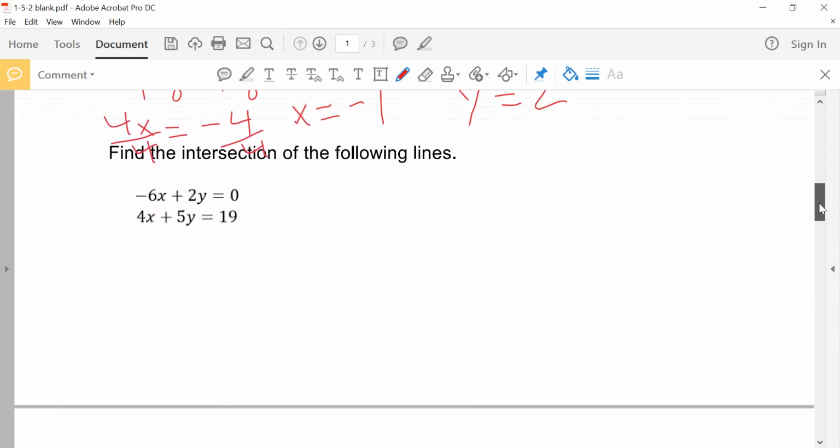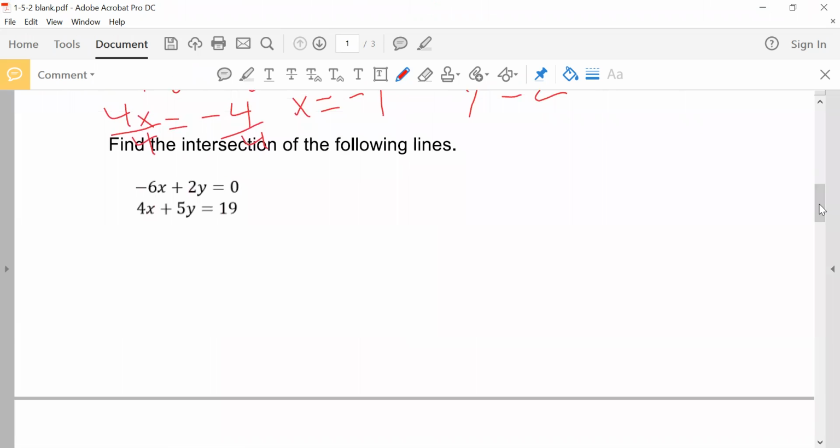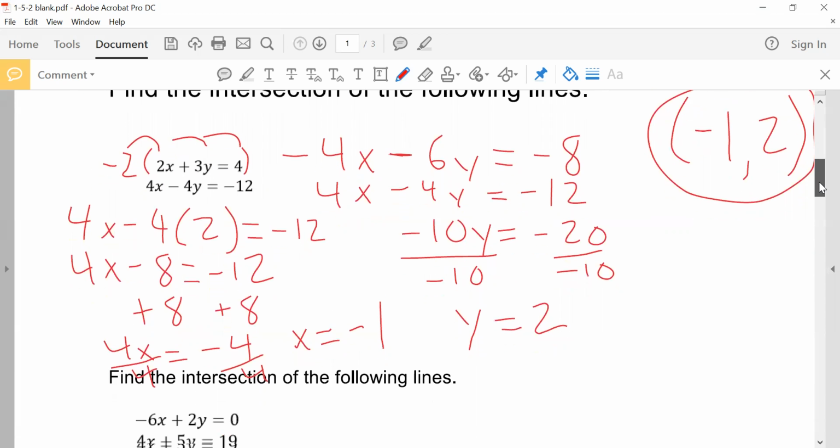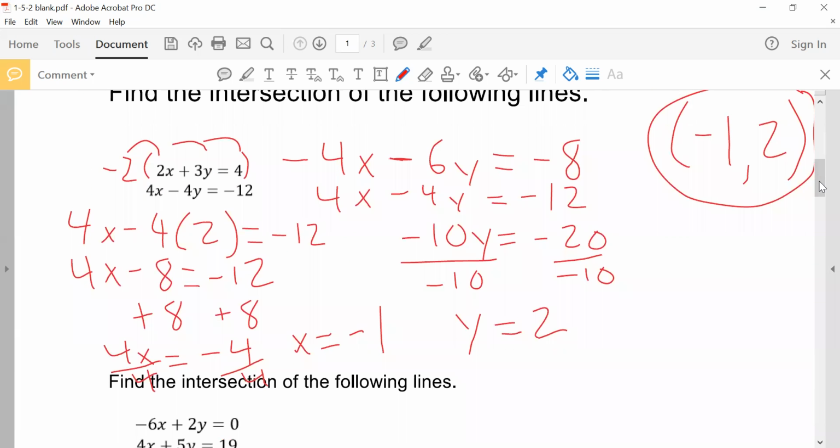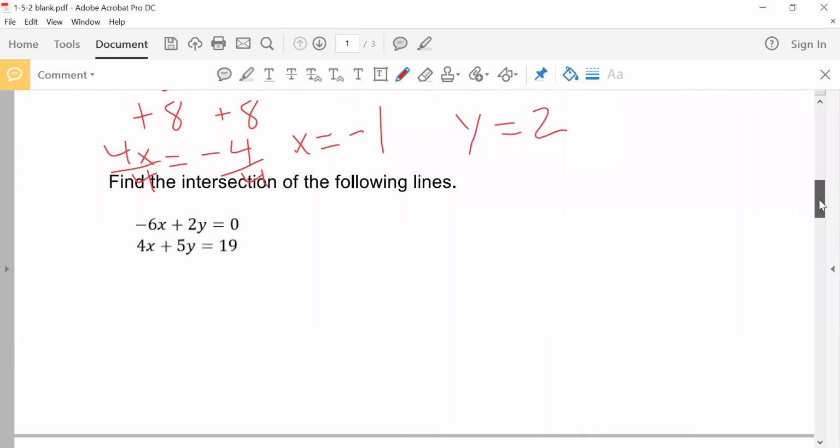Moving right along. Next one says, find the intersection of the following lines. Again, we're going to use elimination. But unlike in the last one where one of the coefficients was actually a multiple of the coefficient in the other equation, we don't have any that are multiples here, which means we're actually going to have to modify both equations by multiplying both equations to get coefficients that will cancel.